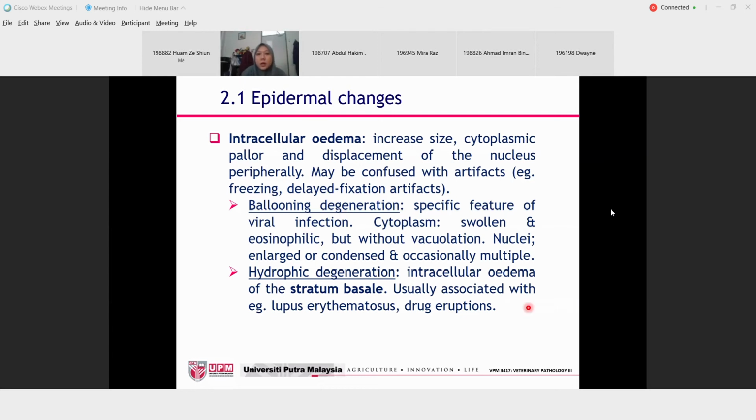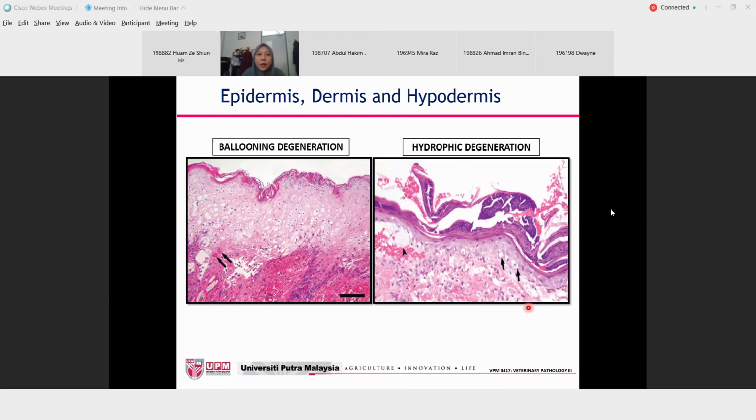Okay, so these are examples. On the left-hand side here is an example of ballooning degeneration. You can see that the cells are definitely larger in size. The cells appear paler than the normal cells. And then this is an example of hydropic degeneration. Okay, so you see that there is vacuolation in the cell as indicated by the arrows.